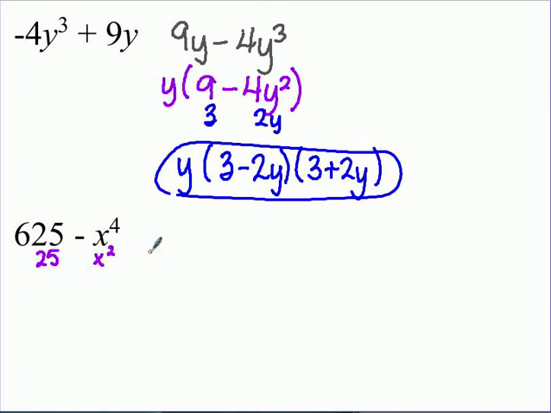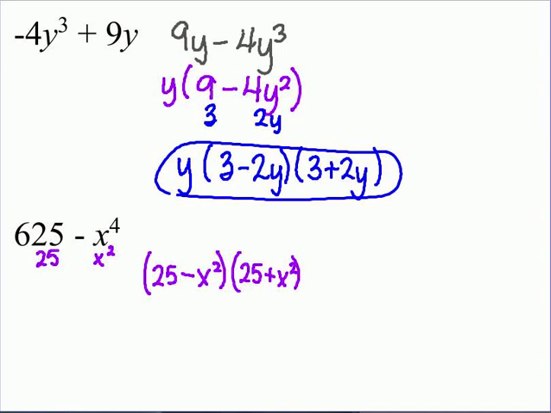So what are my two quantities going to be? 25 minus x squared, and 25 plus x squared, and I'm done, right? Why am I not done? They're still perfect squares.